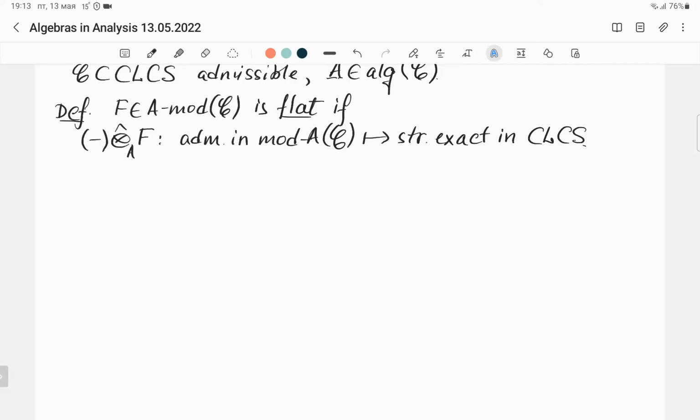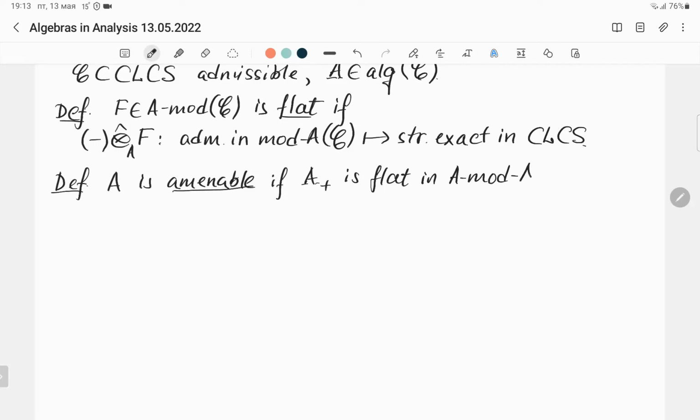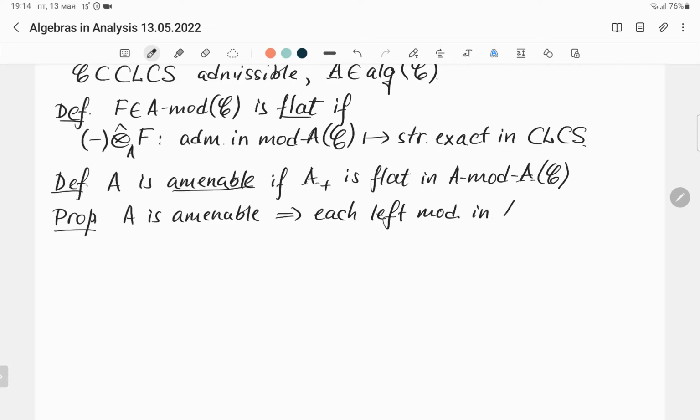And similarly, we can define amenable algebras. We say that our algebra A is amenable if its unitization A plus is flat in the respective category of bimodules. And by using this definition, it's quite easy to show that if A is amenable in this sense, then each left module in the respective category is flat.